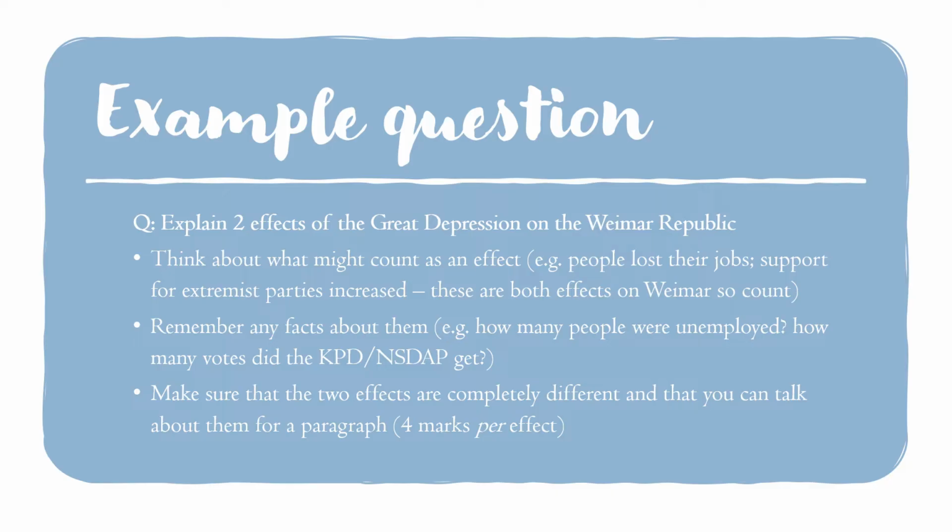Often I try to think, especially with Germany in this section, do one political effect, so it meant support for extremist parties increased, and one general one, so people lost their jobs. Again, all the effects are listed in the videos that I've given, so you can have a look at them in more detail. You get 4 marks for each paragraph, so for each effect, so you need to make sure you're doing 2 separate ones, because if the examiner thinks it's just one effect, they can only give you a mark out of 4.